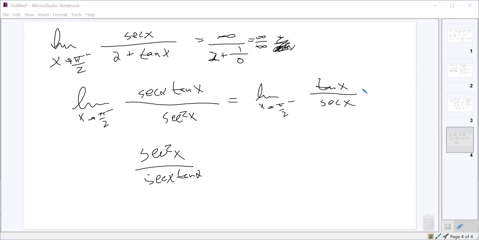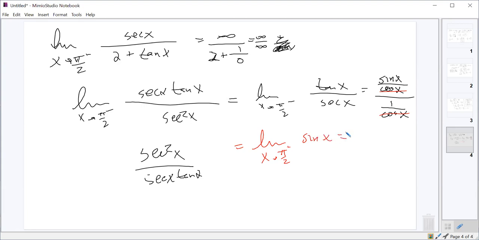So what we need to do is rewrite these in terms of sine and cosine. And this is something that pops up fairly often. So we'll have sine x over cosine x over 1 over cosine x. And we can then cancel out the cosine x's, and we just get the limit as x approaches pi over 2 from the left of sine x. And what's the limit as x approaches pi over 2 of sine x? That's just the sine of pi over 2. You just plug it in, gives you 1. Does that make sense to everybody? So that's a common problem that you might see in the multiple choice, something like that.